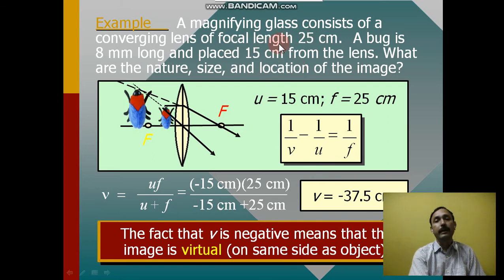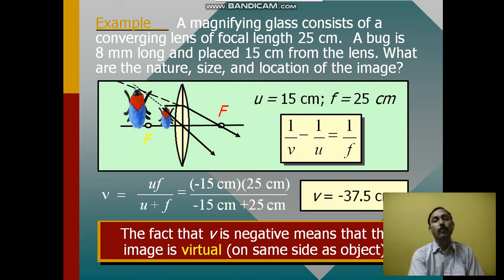So the focal length of the converging lens is 25 cm, so F is equal to 25 cm. A bug is 8 mm long, that means Y is equal to 8 mm. And it is placed 15 cm from the lens, so U is equal to 15 cm.